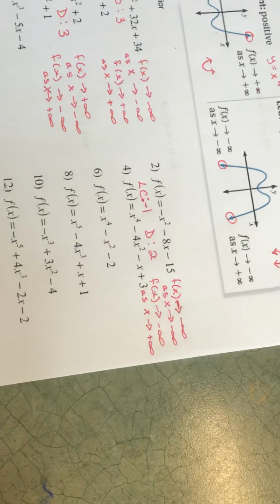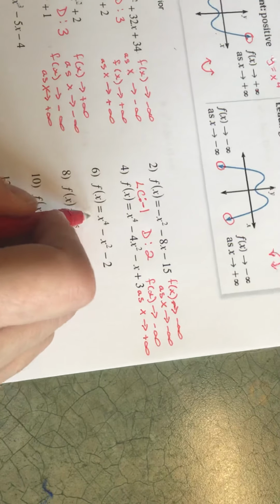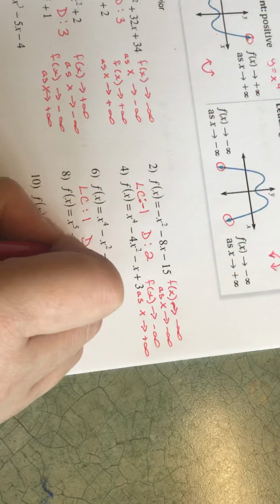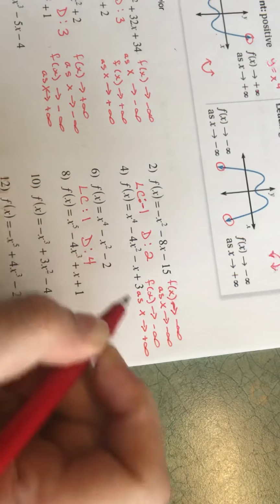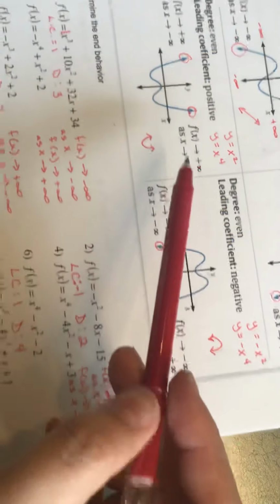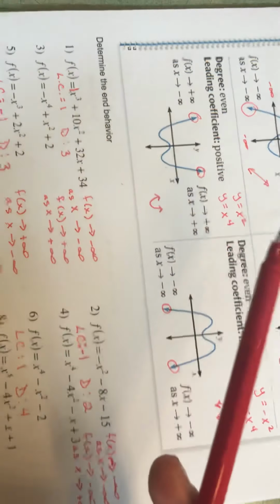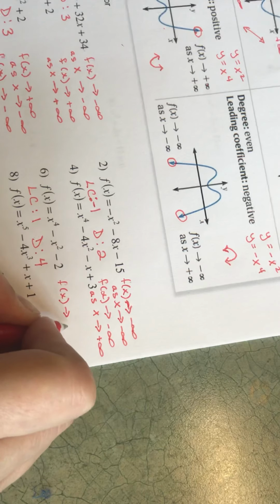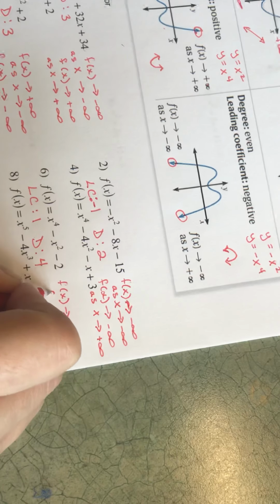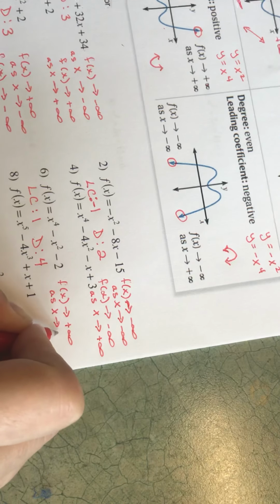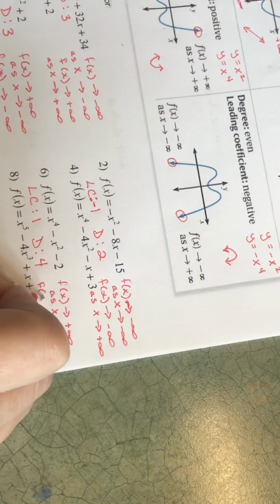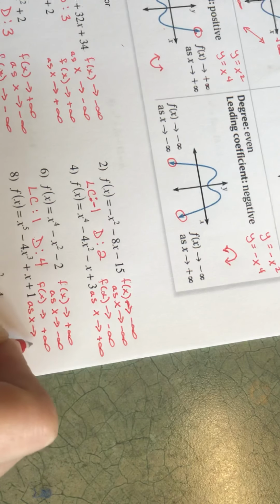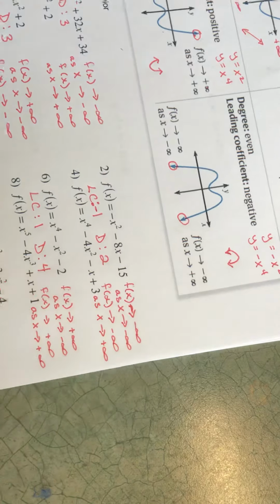Okay. And then the last example we'll do is here with number 6. We have a leading coefficient of +1. The degree is 4. So now we have even and positive. So we're in this scenario. So f of x approaches positive infinity as x approaches negative infinity, and f of x approaches positive infinity as x approaches positive infinity. All right, there we go.